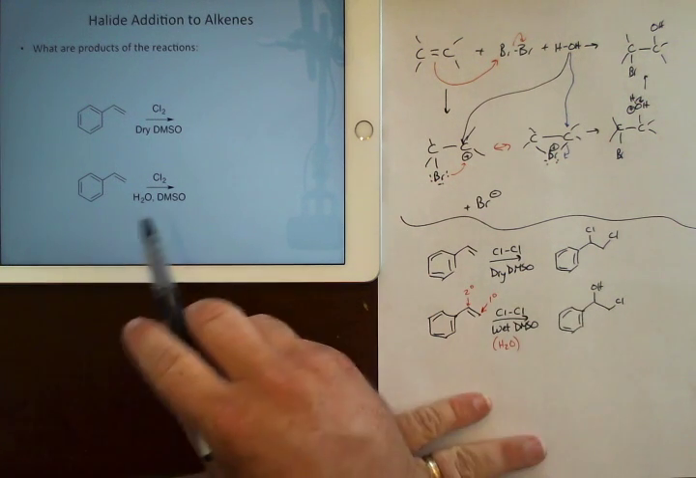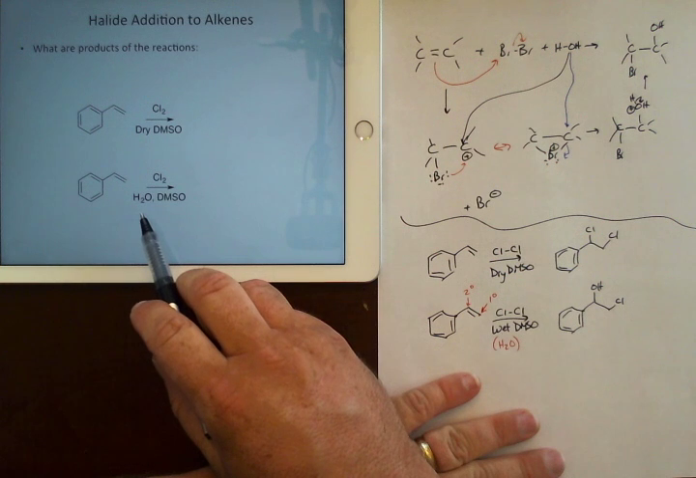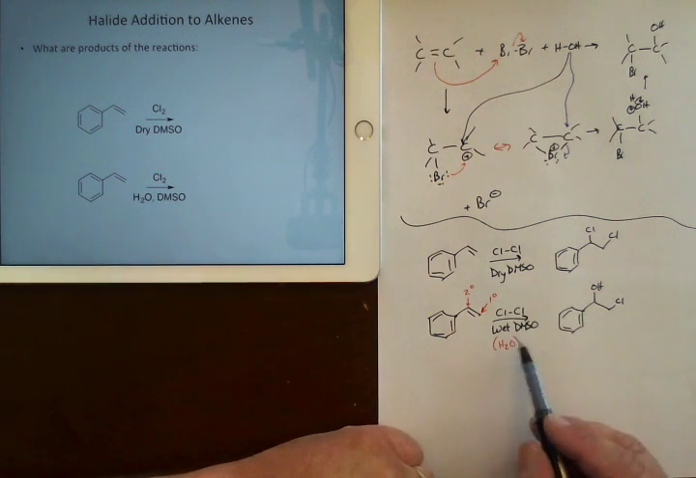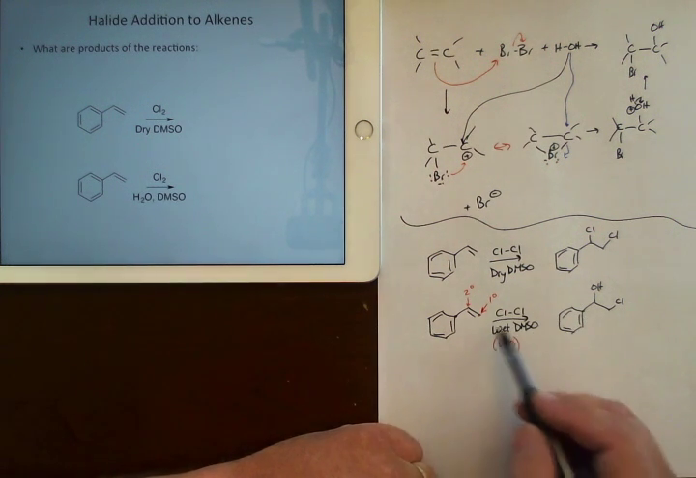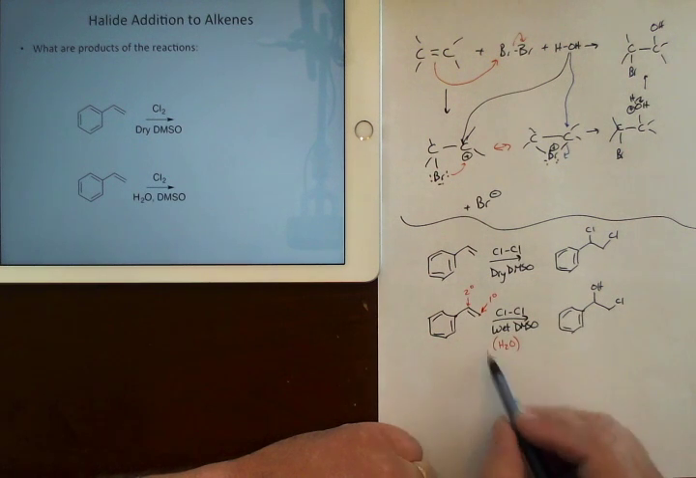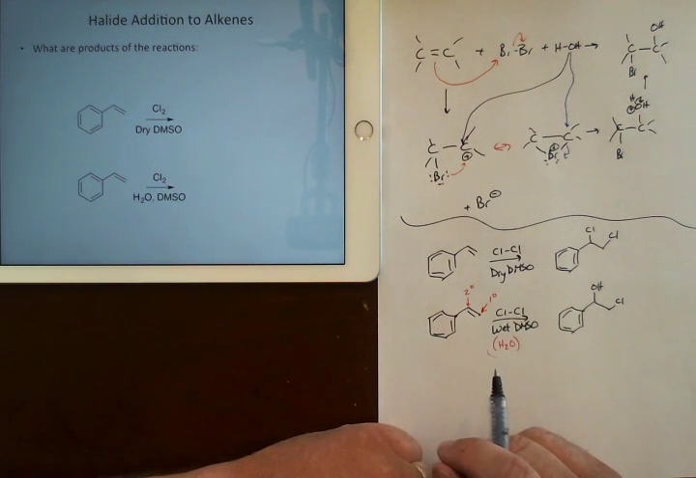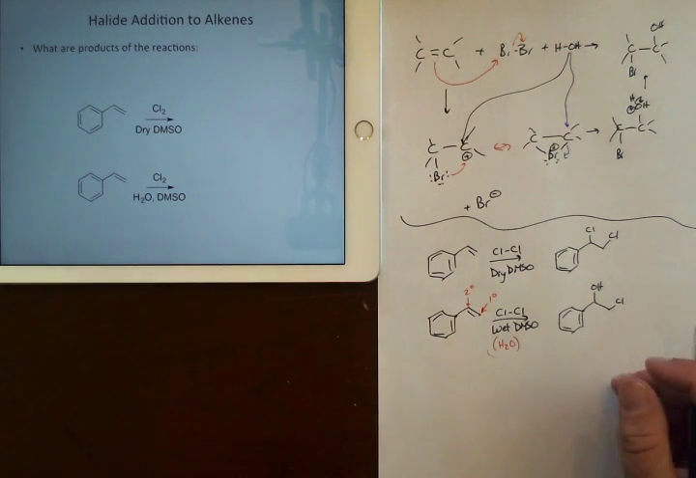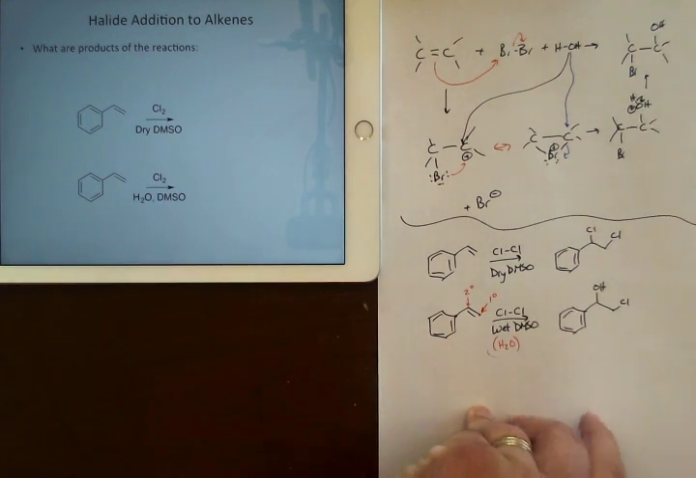So for my test, I would specifically say water, but sometimes I've seen on tests where they say wet solvent, and that just means you have to recognize that H2O is present. So you're going to make the halohydrin instead of just a regular dihalide substitution.